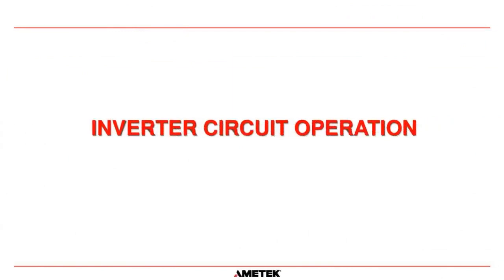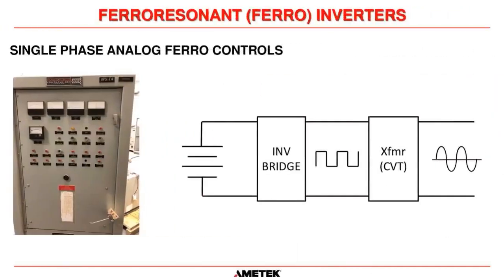So next we're going to look at some inverter circuits, see how they work. Here is our outdated, antiquated, exceptionally reliable analog inverter right here, the ferroresonant type system. We still build these for nuclear plants. Things we've been building since the 70s, but they're still great machines.